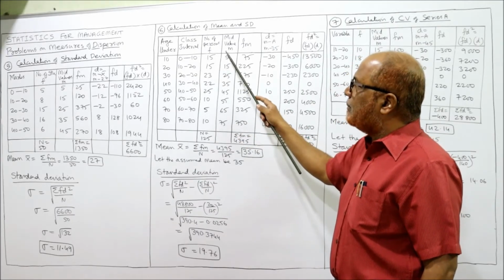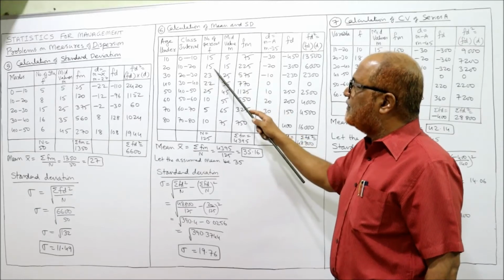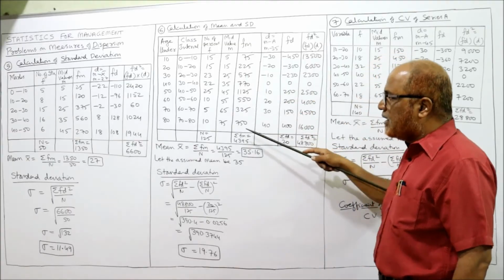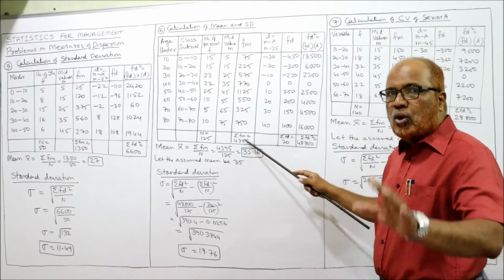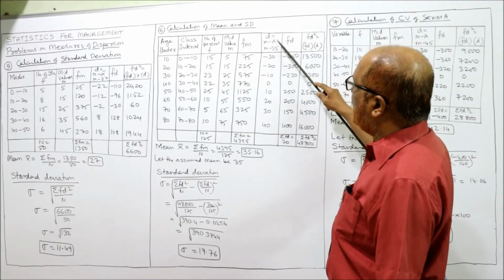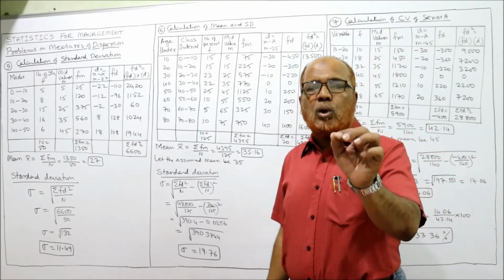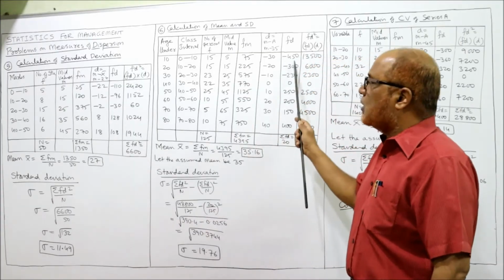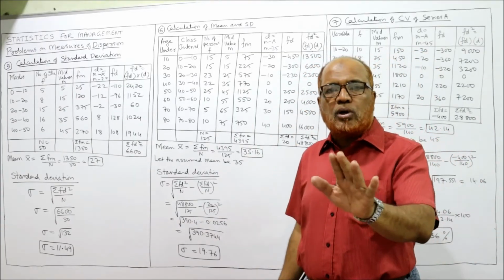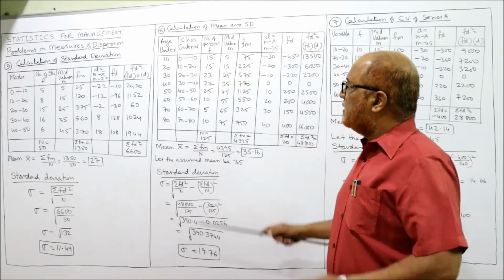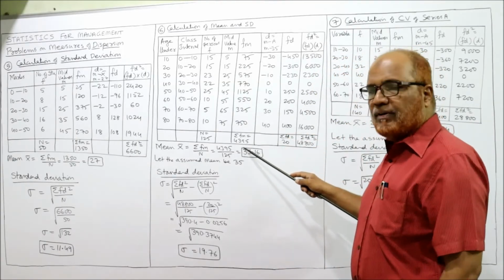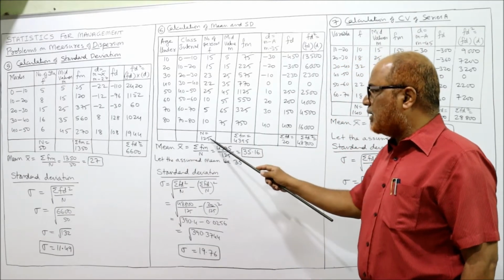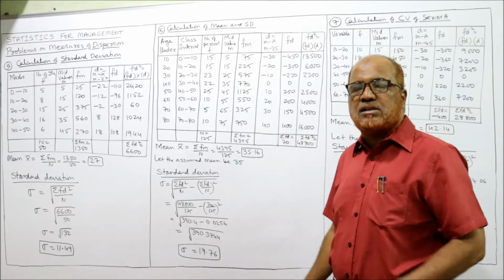Now multiply f into m. 15 into 5, 75. 15 into 15, 225. 23 into 25, 575. Like that fm. Take the total of fm, 4395. Don't make these three columns d, fd, fd square. Only after finding out the mean value, then only you draw these columns. Till this time, don't draw, just leave the space. The mean formula is summation fm by n. 4395 divided by 125, you get 35.16.